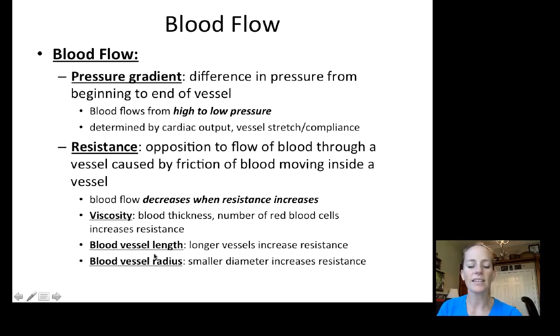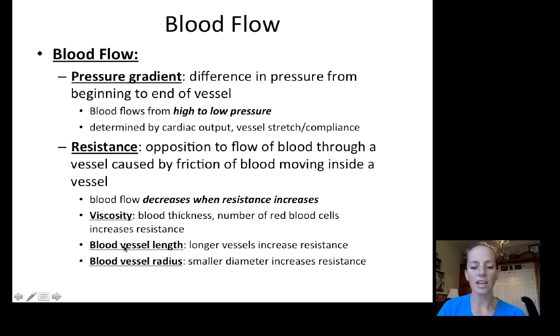There's a couple of things that can affect resistance. We can affect the resistance by changing the thickness of the blood. So if blood is thicker, usually this occurs because you have more red blood cells. When the blood is thicker, it's more like molasses as opposed to water, then it's slower flow.